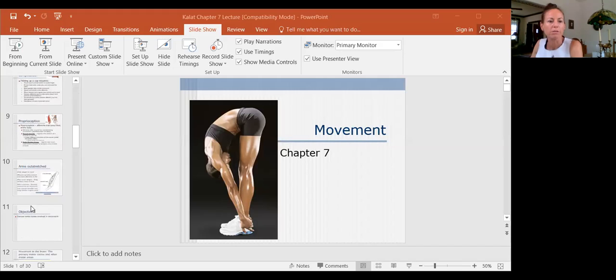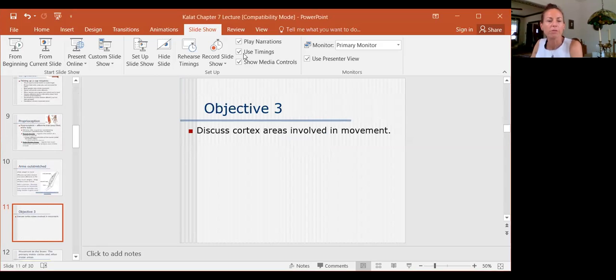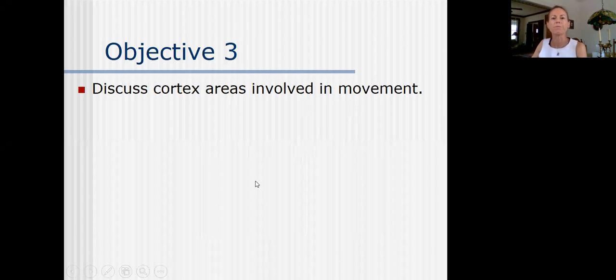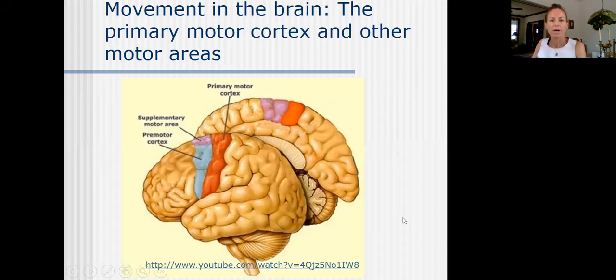Okay, and we got through all this. So we're on objective 3, and we're gonna talk about some of the cortex areas involved in movement. Movement in the brain is accomplished mainly by these 3 areas, but there are aspects of movement handled all over the brain. Primarily we're looking at these 3 areas when it comes to planning movement and carrying out movement, initiating it. So primary motor cortex, supplementary motor area, and premotor cortex.